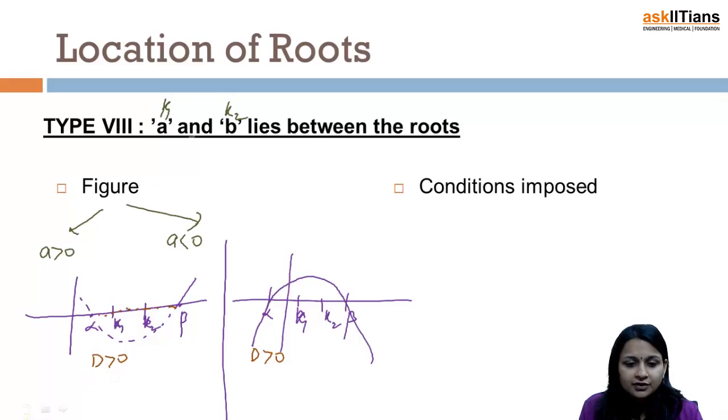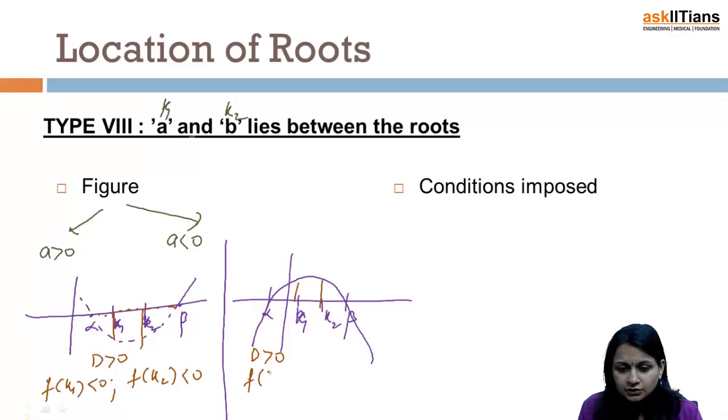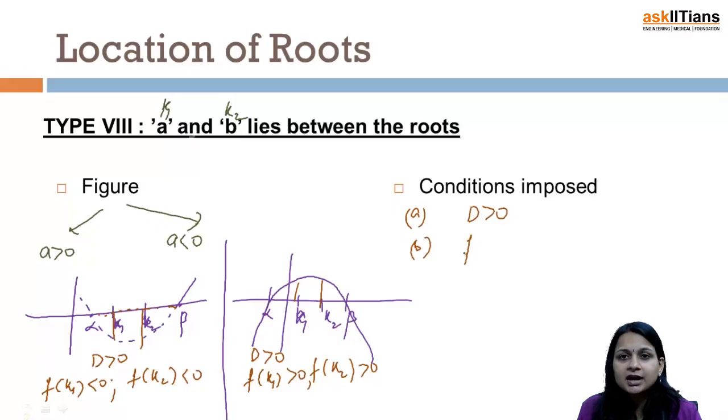Okay, f of K1 and f of K2, yes. Here both of them are negative. So f of K1 is less than 0, f of K2 is also less than 0. Here f of K1 and f of K2 are positive. So f of K1 is greater than 0 and f of K2 is also greater than 0. So the conditions finally that we impose are discriminant greater than 0 and f of K1, f of K2 are of the same sign, so their product will always be greater than 0.